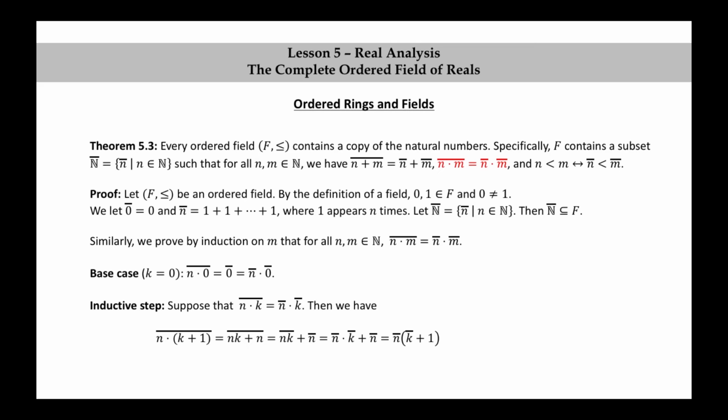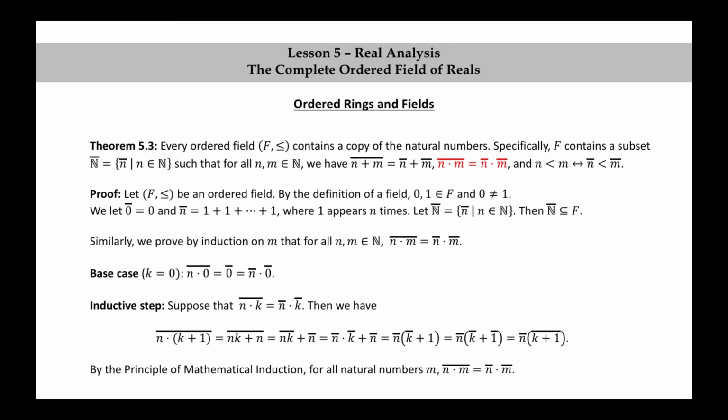Now, using distributivity in the field, we get that this is equal to n bar times k bar plus 1, which is n bar times k bar plus 1 bar by the definition of bar. And by the definition of bar again, that's equal to n bar times k plus 1 bar. So we've done it by the principle of mathematical induction. For all natural numbers m, n times m bar is equal to n bar times m bar.